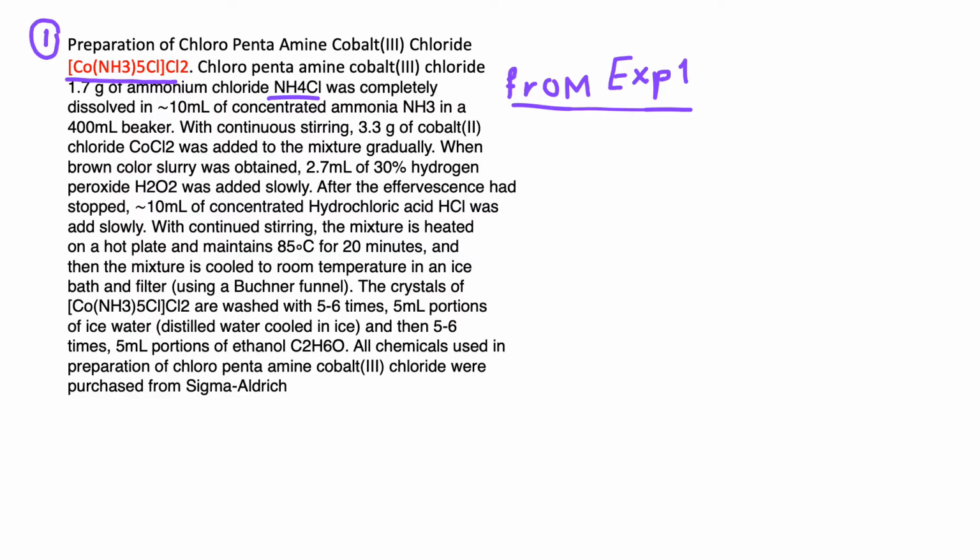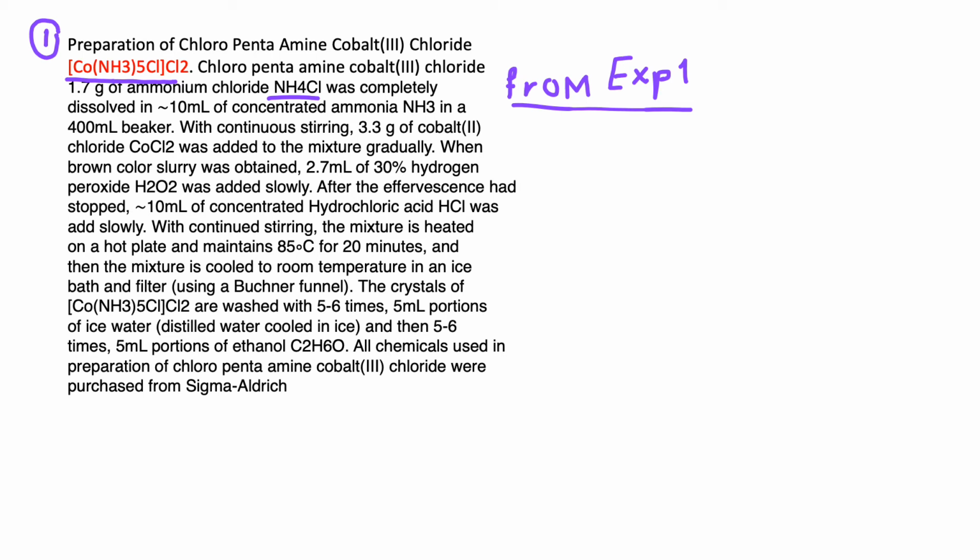Now, this is the preparation of the chloro complex. If you don't have it, or you don't have enough of it, you can prepare it by adding 1.7 gram ammonium chloride, NH4Cl, then 10 ml concentrated ammonia, NH3, in a 400 ml beaker. Then you stir continuously, and 3.3 gram cobalt 2 chloride is added to the mixture, and you stir.